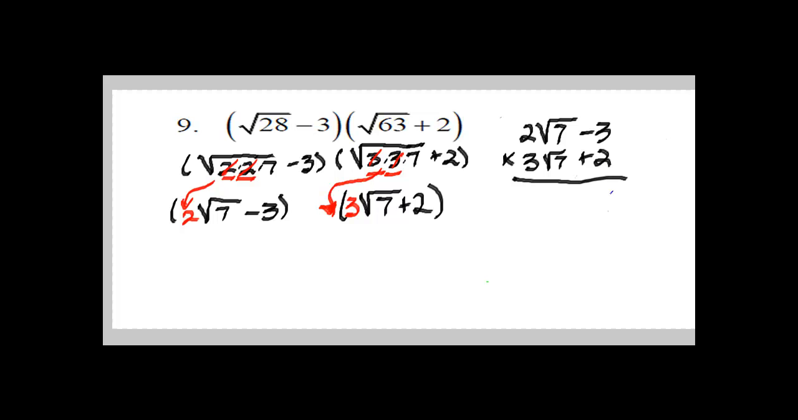So 2 times a negative 3 is a negative 6. 2 times 2 square roots of 7. The 2 can only operate on the whole number. Can't operate on the irrational number. So 2 times 2 is 4. So that becomes 4 square roots of 7. Okay. Now let's take the 3 to the negative 3. Again, the whole numbers here operate on the whole numbers. So that becomes a negative 9 square roots of 7.